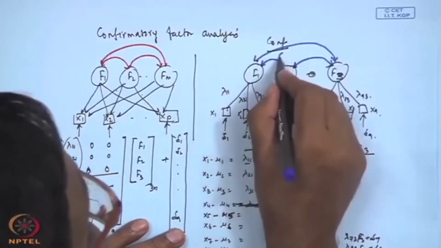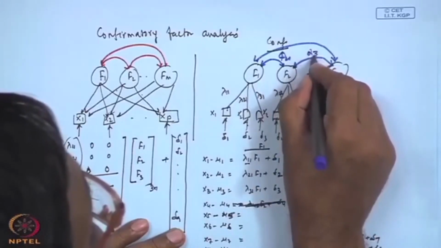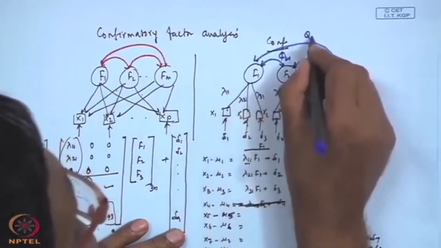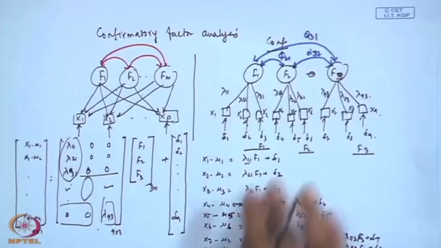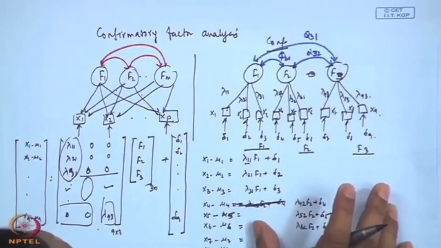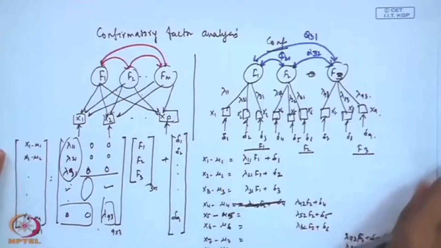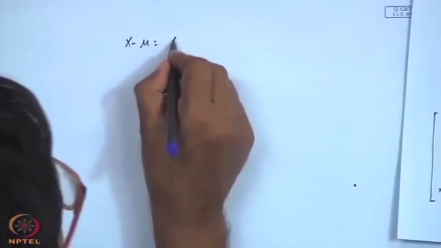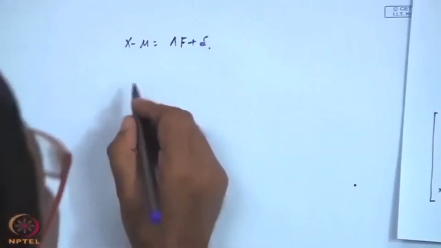So that means this will be my phi 2 1, this is phi 3 2, this is phi 3 1. Phi 2 1, phi 3 1. This structure also we want to keep. Okay. Now if I go by the factor analysis that x minus mu equals lambda F plus delta, then what will happen?